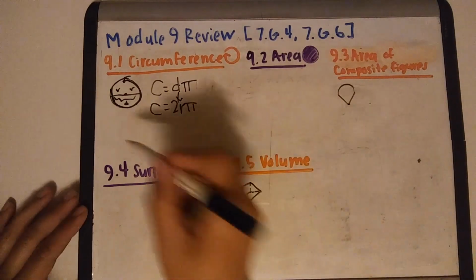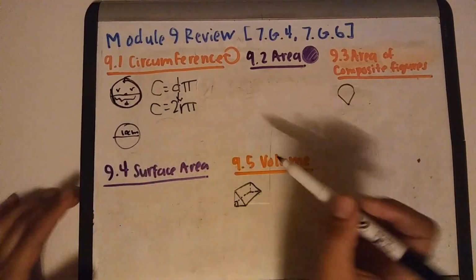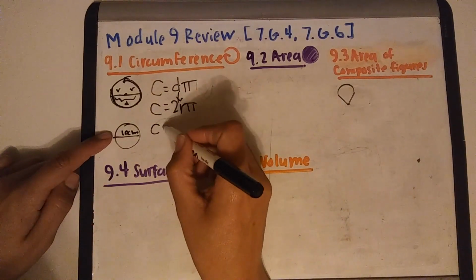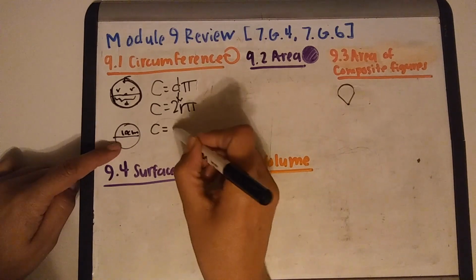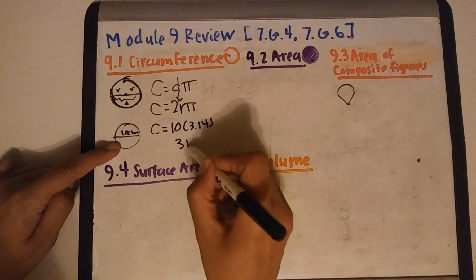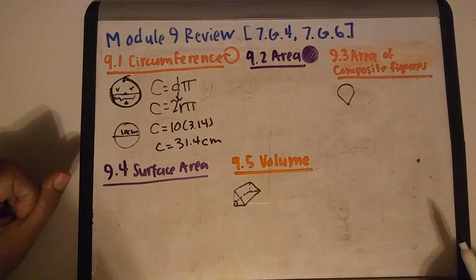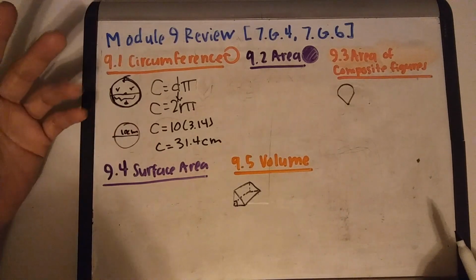Okay, so for instance, if you're given a circle and this is 10 centimeters, I can use this one. I can just say circumference equals diameter, which is 10 times 3.14. I get 31.4 centimeters, and that's my circumference. Okay, and if you're given radius, you have to multiply that times 2.